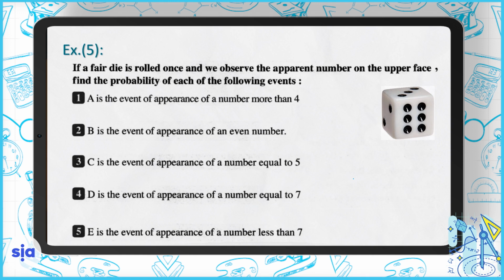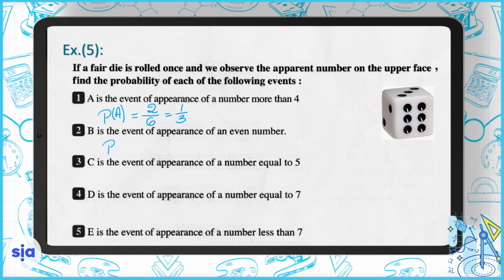Exercise number 5. If this is a fair die that is rolled once and we observe the number on the upper face, find the probability of each of the following events. Probability of A, which is getting a number more than 4. More than 4, so it's either the 5 or the 6. So it's 2 numbers out of 6 numbers, which is 1 over 3.